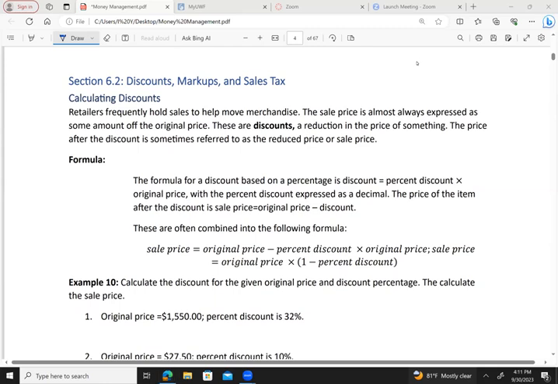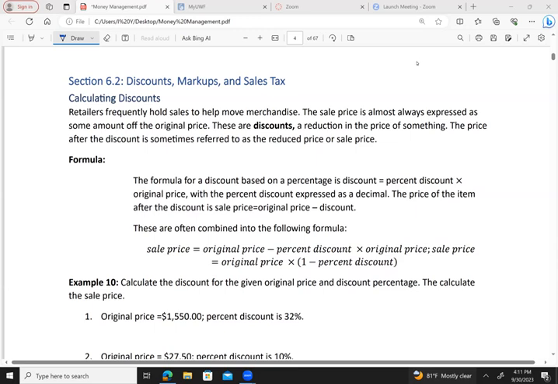Today we're going to look at section 6.2, discounts, markups, and sales tax. First, we'll figure out how to calculate discounts. Retailers frequently hold sales to help move merchandise. The sale price is almost always expressed as some amount off the original price. These are discounts, a reduction in the price of something.